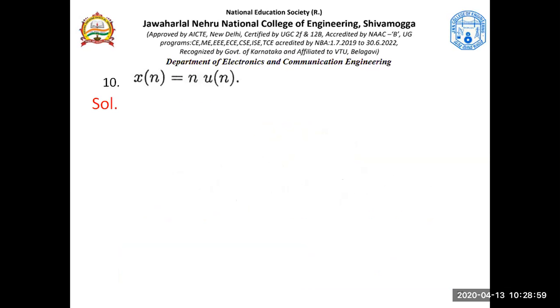n u of n. We have solved this problem. Ramp sequence, unit ramp sequence. We have solved this problem by using the formula x of z is equal to summation ranging from 0 to infinity x of n into z to the power minus n. So using that formula, we have found out the z transform of this. But the purpose is different now. The purpose is to find out the z transform of this by using the property.